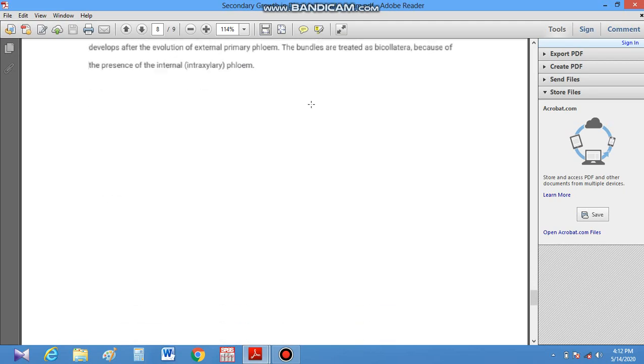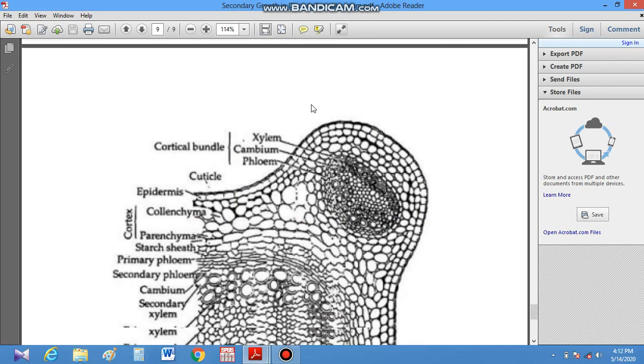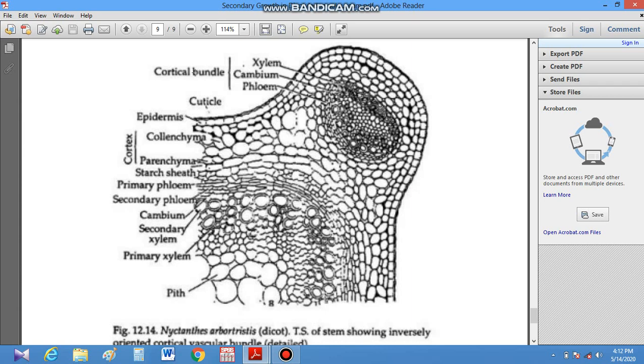Normal vascular bundles we can see here in a large diagram. In normal vascular bundles, the sequence is phloem, then cambium, and then xylem. Here it is in reverse orientation. Outside is the xylem, then cambium, and then phloem. It is called inverse. That's why it is called an inversely oriented cortical vascular bundle, cortical because it is present in the portion of the cortex.